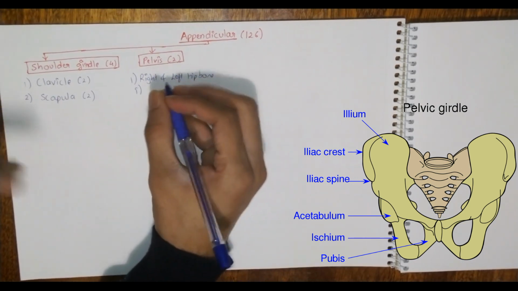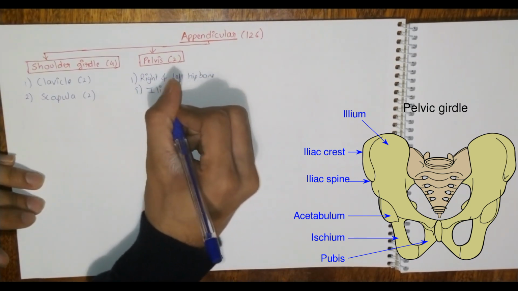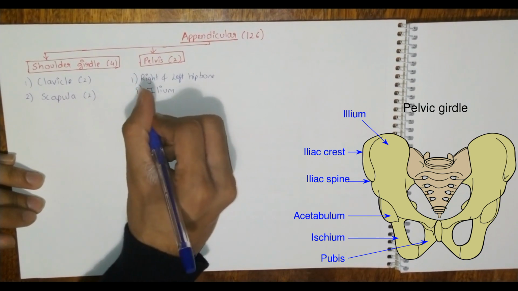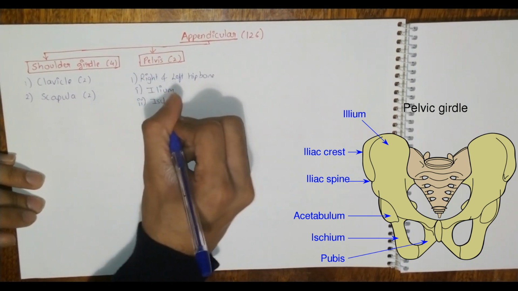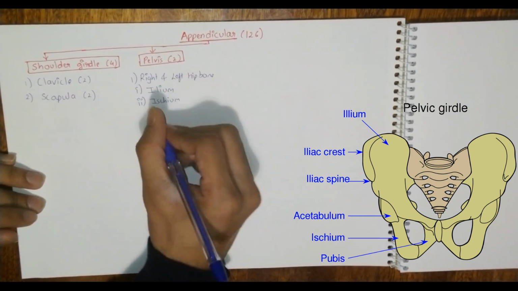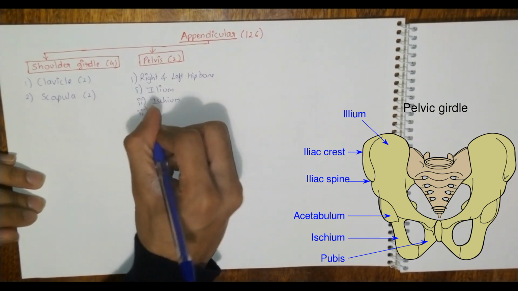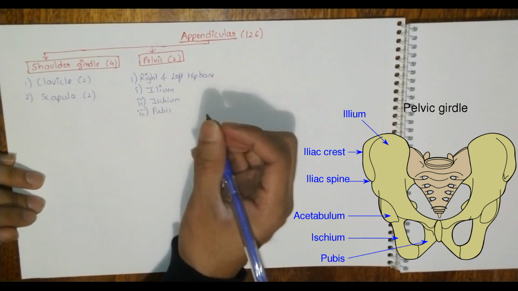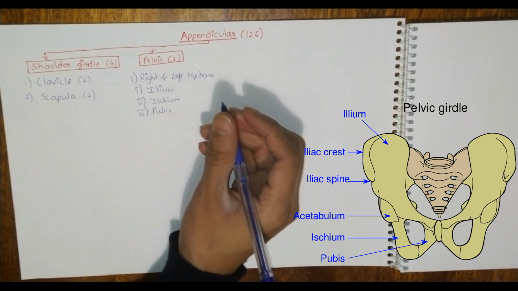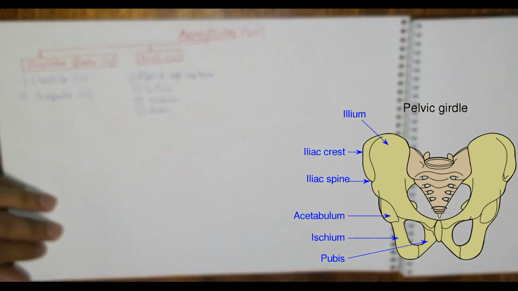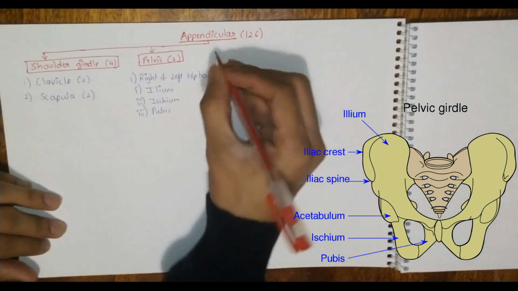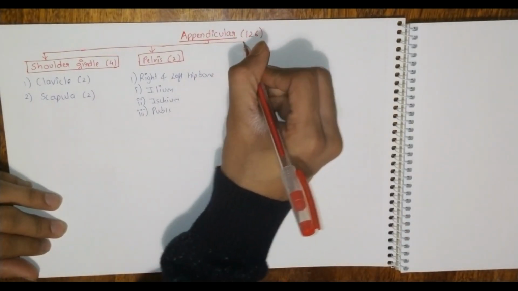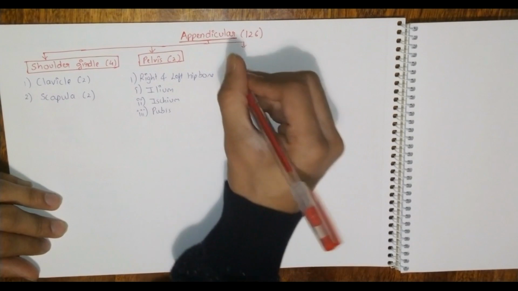Now the 3 bones that have merged together are ilium, ischium, and pubis. So it contains the 2 bones. Now comes the next one, which is upper limb.